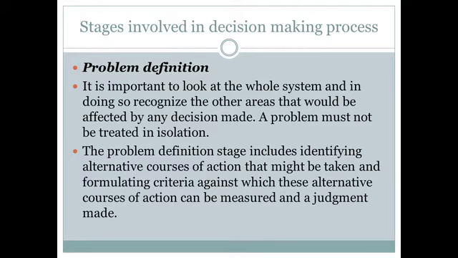A problem must not be treated in isolation. The problem definition stage includes identifying alternative courses of action that might be taken and formulating criteria against which these alternative courses of action can be measured and a judgment made. So whenever we have a problem, we have to see what type of alternative courses of action we can take and what type of criteria we should use to solve this problem.